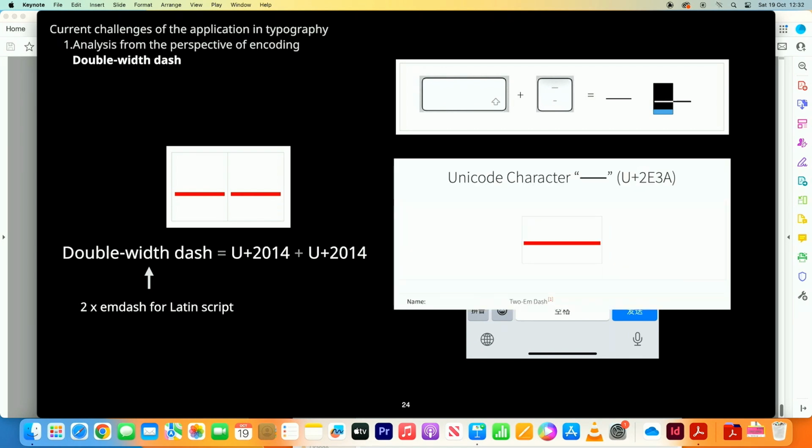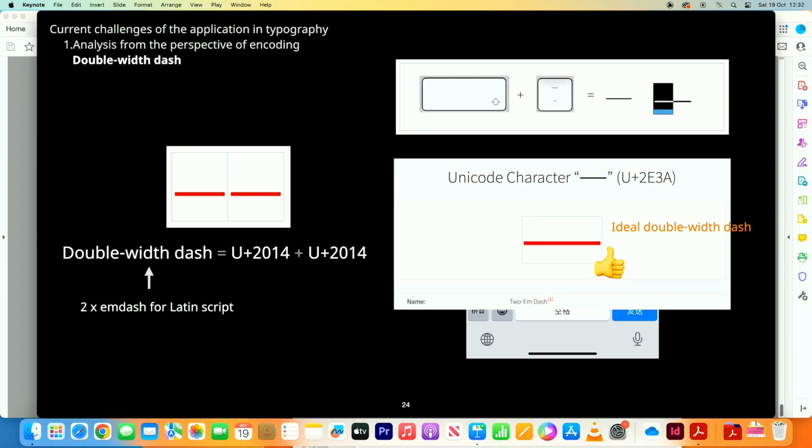And another way is to use this one. I call it the ideal double-width dash because by the nature of this punctuation, it should be one thing but not two glyphs combined together. But the use of this ideal one is very, very rare because when Unicode realized this problem and added this ideal one into the Unicode chart, everyone already had the habit of using this combined together as one. And the input method hasn't updated related to this, so this issue still exists.